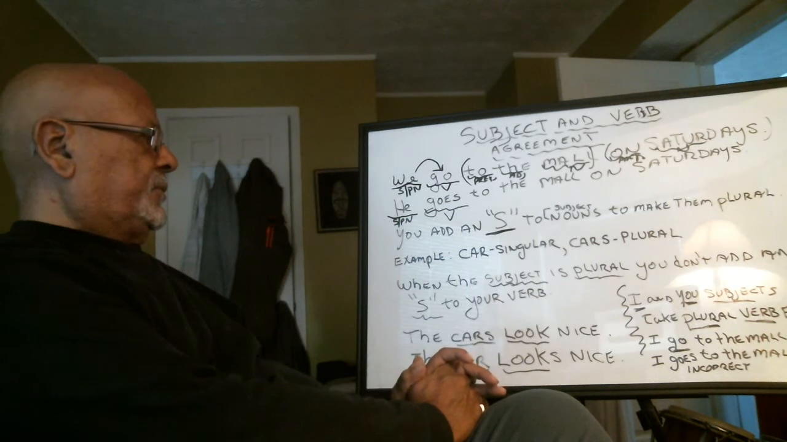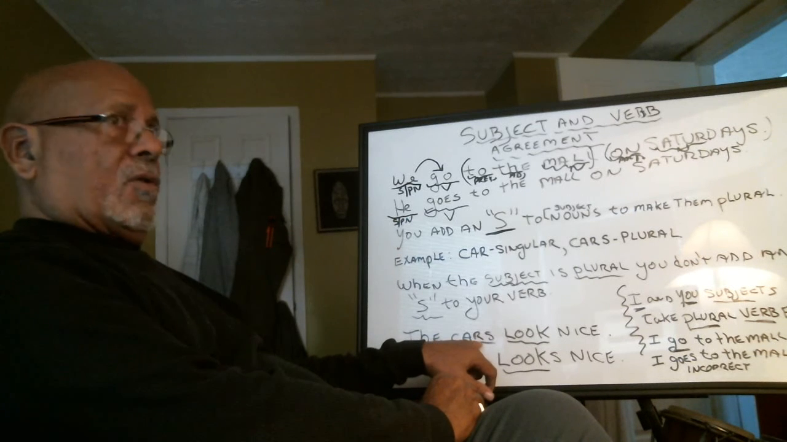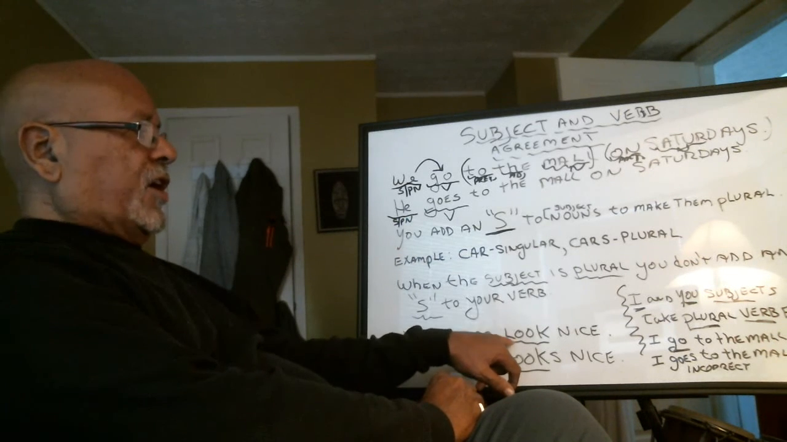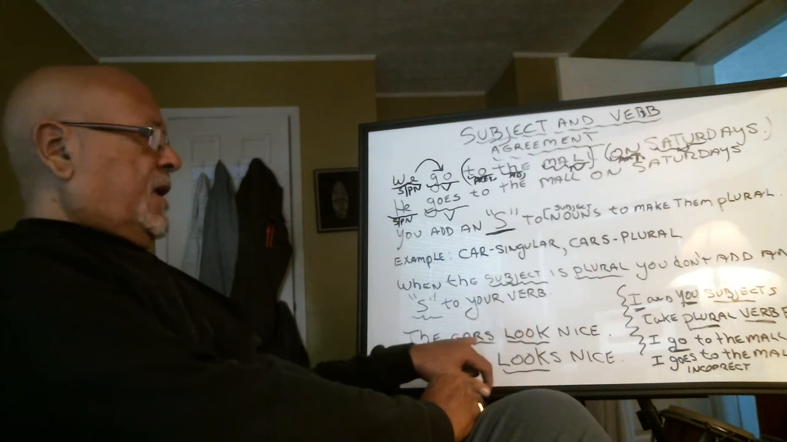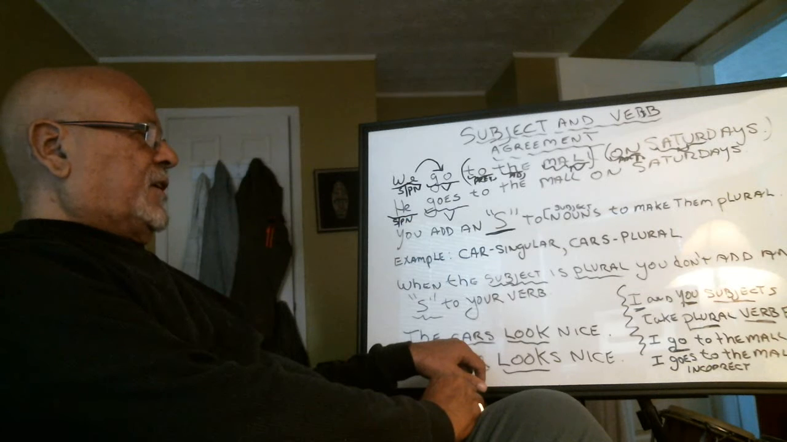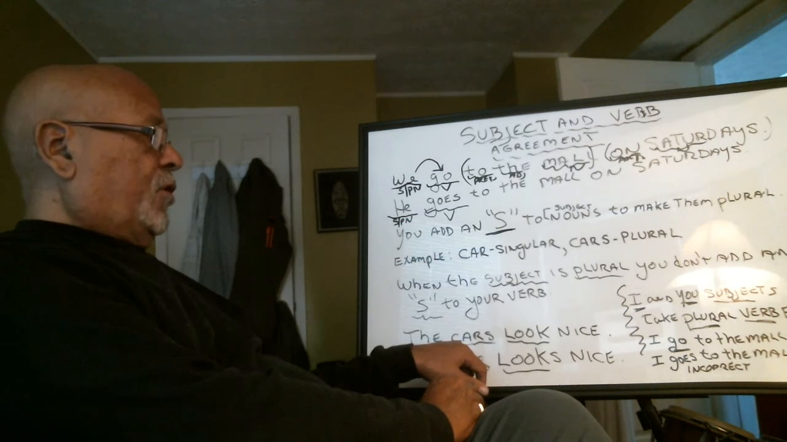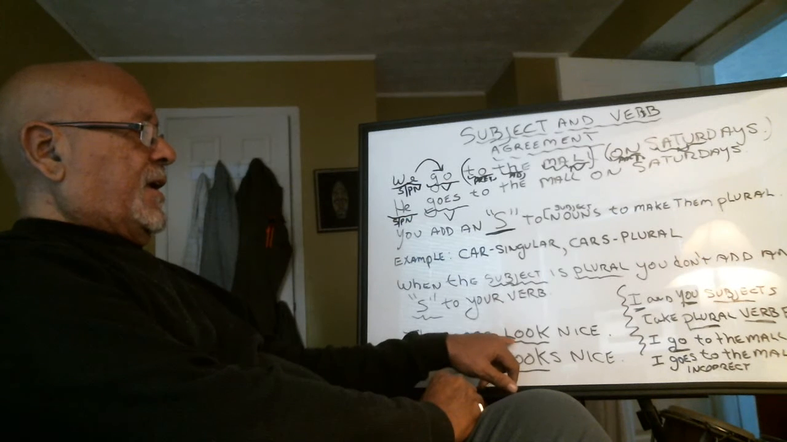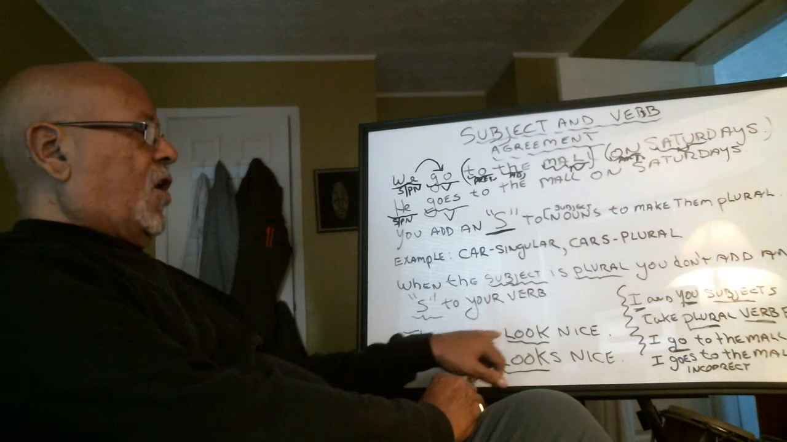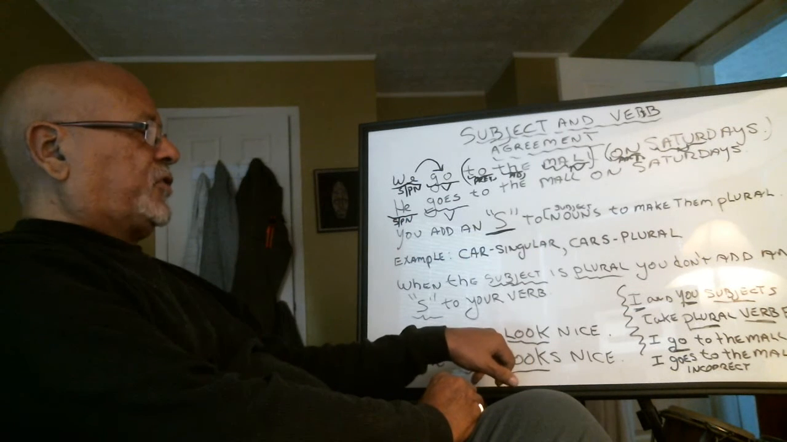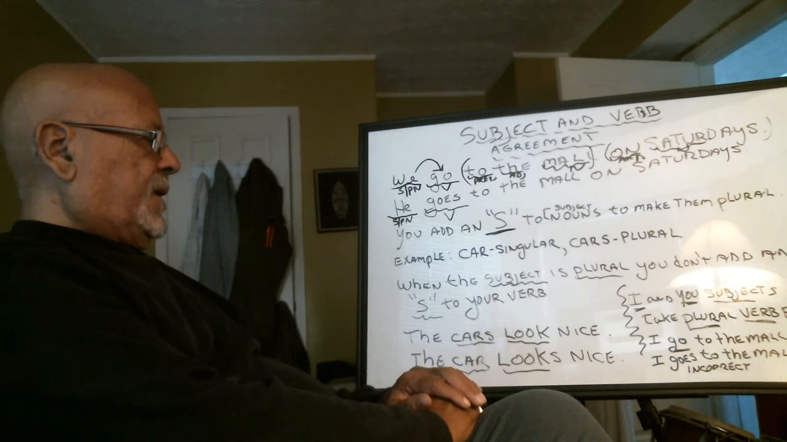Examples. The cars, plural. Look, verb, no S. So cars is a plural subject, and the verb look is plural. The cars look nice. The cars look nice.